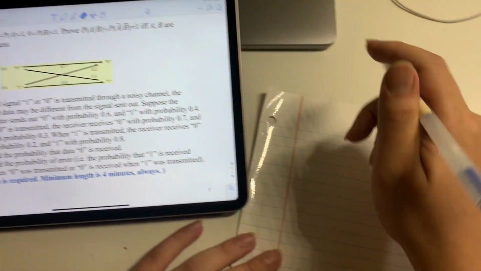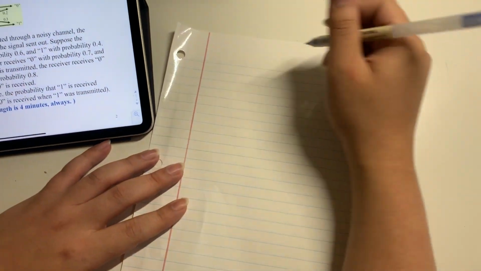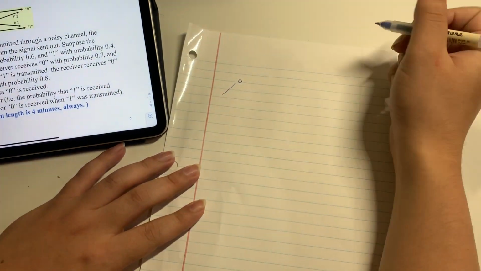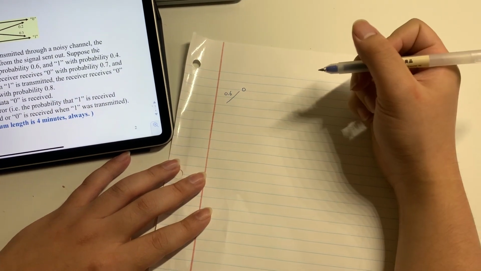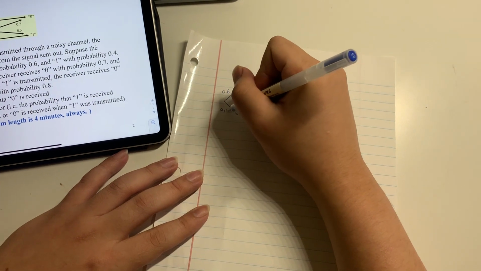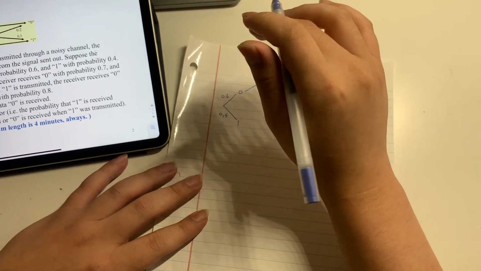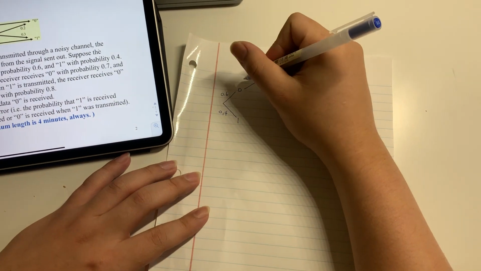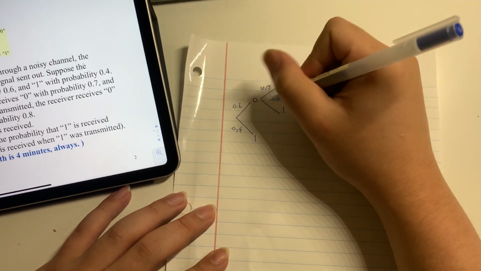So in my solution, I think we can draw a picture to help us easily understand. At first, the transmitter will send out 0 with probability 0.6 and send out 1 with probability 0.4. And through the transmission, the receiver will receive 0 from sending 0 with probability 0.7 and 1 with probability 0.3.